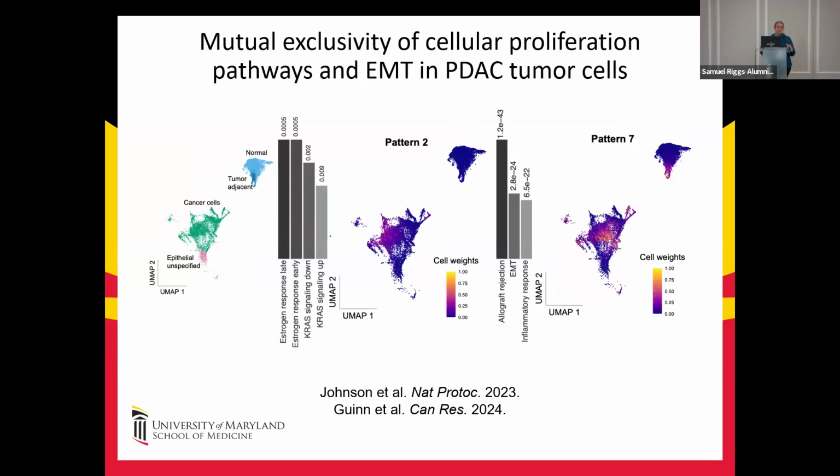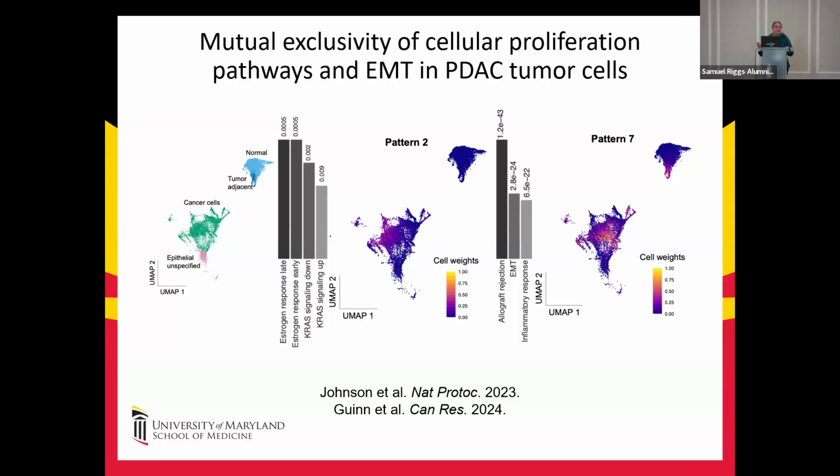When we applied our approach to the data, we observed two predominant patterns, one of which was not terribly shocking. We saw a subset of the tumor cells were associated with KRAS signaling and estrogen response signaling, and a number of pathways that were largely associated with cellular proliferation. The other signature was also not terribly shocking. We saw inflammatory response and epithelial to mesenchymal transition that was mutually exclusive with cell proliferation in another set of tumor cells.